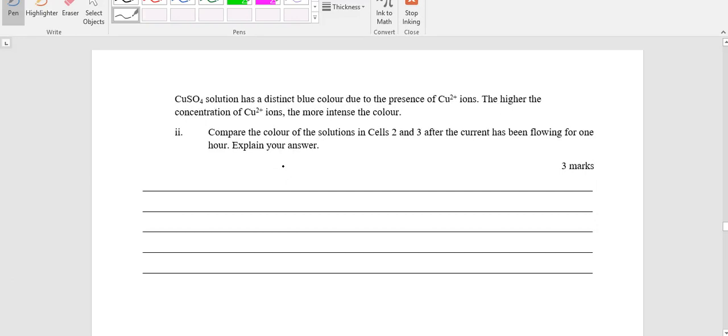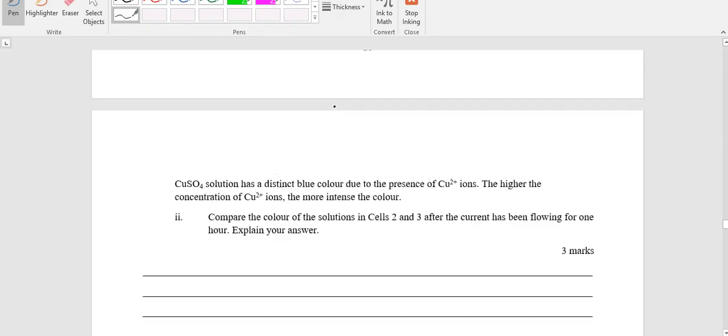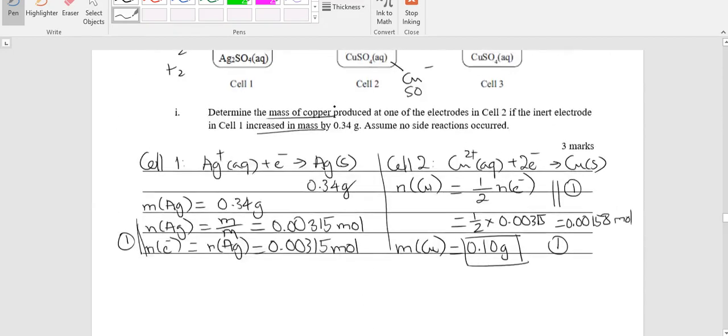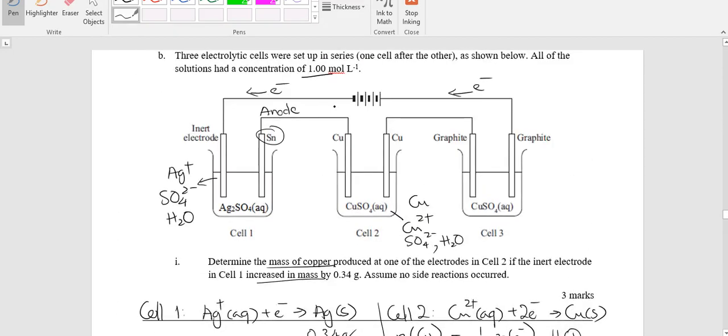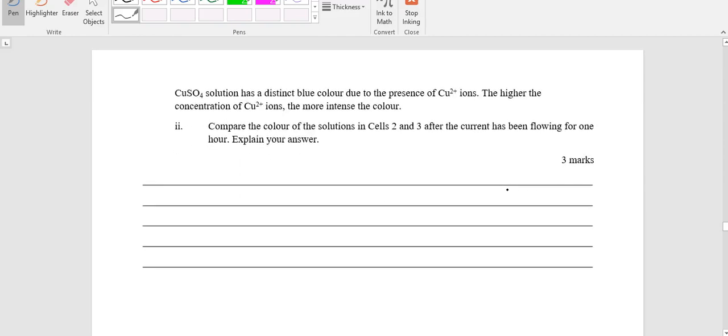And then you have this question: copper sulfate solution has a distinct blue color due to the presence of copper 2 plus ions. The higher the concentration of copper 2 plus ions, the more intense the color. You need to compare the color of the solutions in cell 2 and 3 after current has been flowing for 1 hour. So if you want to compare the color of the solution between these two cells, you need to consider whether there is a change in the concentration of copper 2 plus ions in cell 2 and then in cell 3. So if you want to know whether there is a change in the concentration of copper 2 plus ions, you need to think about what is happening in these cells.